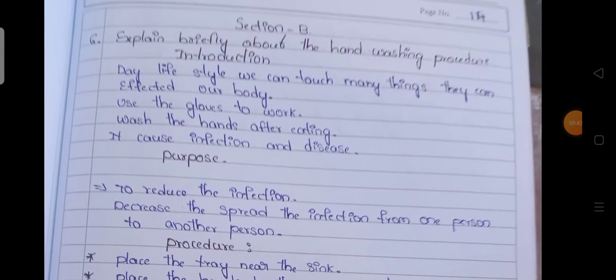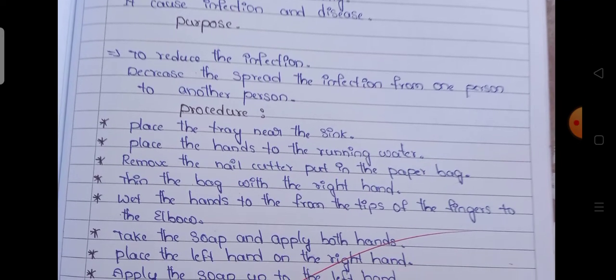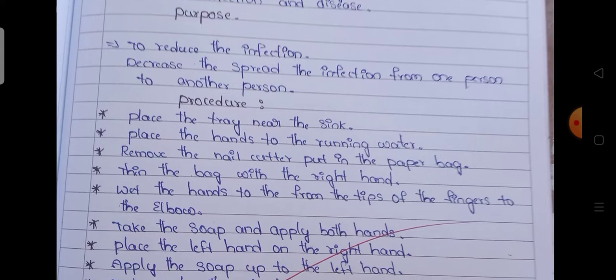Next, section B: explain briefly about the hand washing procedure. So nowadays, due to the corona, everybody knows the importance of hand washing. Before touching, after touching, everybody has to do hand washing. By following this method, we can prevent 95% of the diseases. Not only protect ourselves, we can also prevent cross infections. Purpose, procedure.